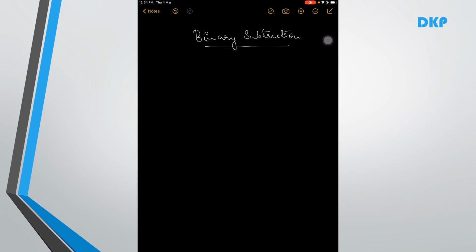Next, let us do binary subtraction. In binary subtraction, you have to follow this rule. 0 minus 0 equal to 0. 1 minus 1 equal to 0. 1 minus 0 equal to 1. 0 minus 1 is equal to 1 with a borrow of 1. So this is the rule that you have to follow while subtracting two binary numbers.